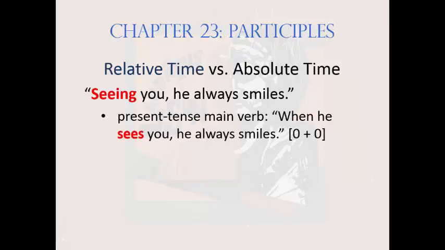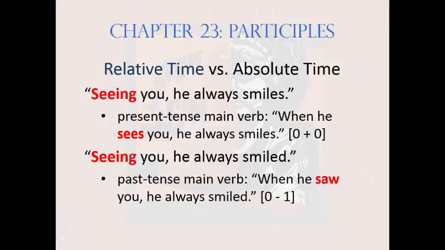Well, since both the main verb "smiles" and the participle "seeing" are present tense, there's no relative versus absolute time issue here. "When he sees you, he always smiles." But what if the main verb were past tense? "Seeing you, he always smiled." What's the correct "when" clause equivalent for the participle now? That's right. "When he saw you, he always smiled."